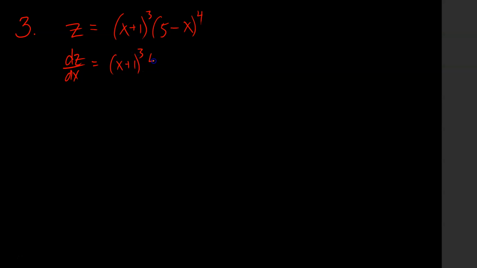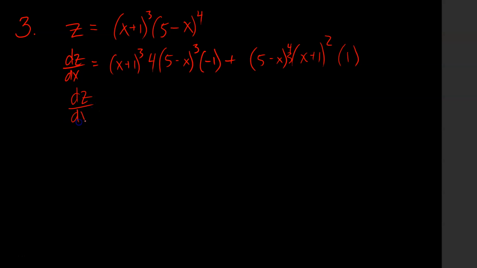First function, derivative of the second function. And you do have to multiply by a negative 1. The derivative of 5 minus x is negative 1. Okay, plus the second function times the derivative of the first. Squeeze a 3 in there. And the derivative of x plus 1 is 1. We are going to have to rewrite all that.